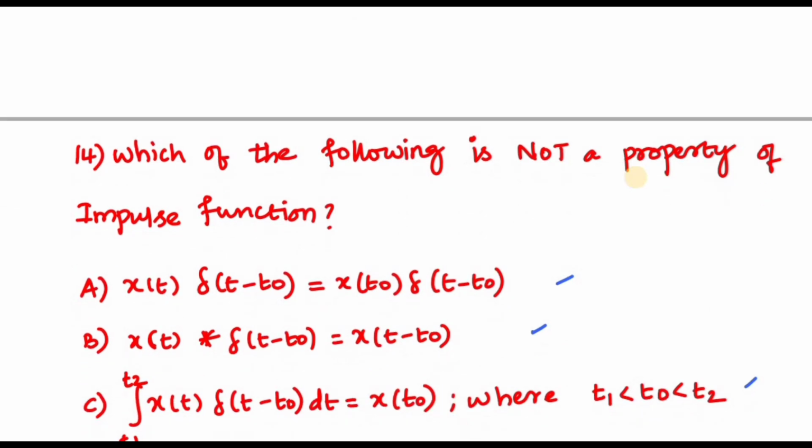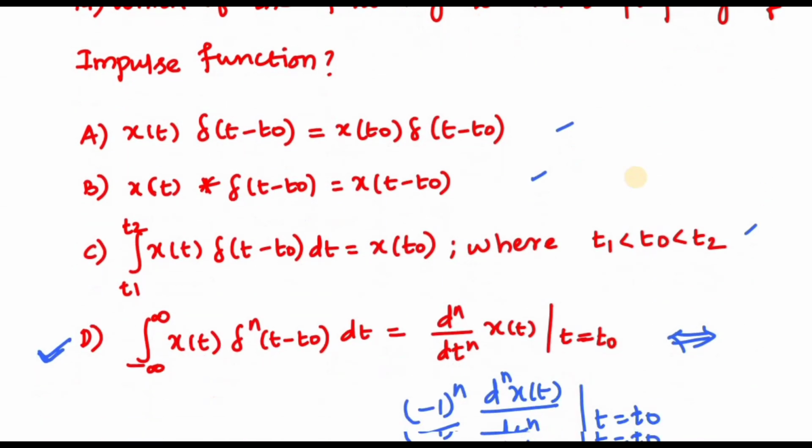Next, which is not a property of the impulse function? Here you can see I need to substitute x of t here in order to make this one 0. So you have to substitute t equal to t naught. So it becomes x of t naught into del of t minus t naught. If the function is in convolution, you have to entirely replace this t by t minus t naught. Next, here in order to make this one 0, you have to substitute t equal to t naught, so you will get x of t naught.